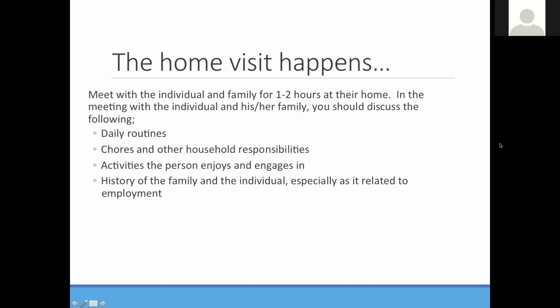So the home visit happens. We meet with the individual and the family for 1 to 2 hours at their home. And in the meeting, with the individual and their family, we want to discuss the following. Again, this is not a Q&A. These are just guides and cues for you of information that can lead us to getting some of that rich information.